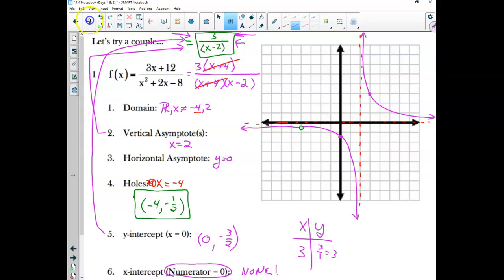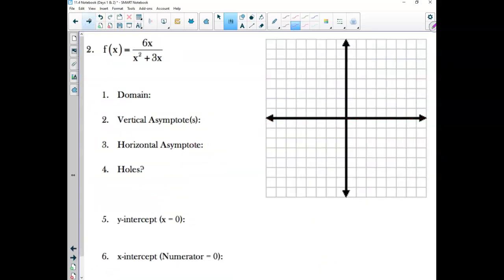So what I'd like you to do is number 2 quick, and I'm just going to hit pause, and then I'm going to have the answer back here for you. But if you do it the same process I just did, you won't get them wrong.